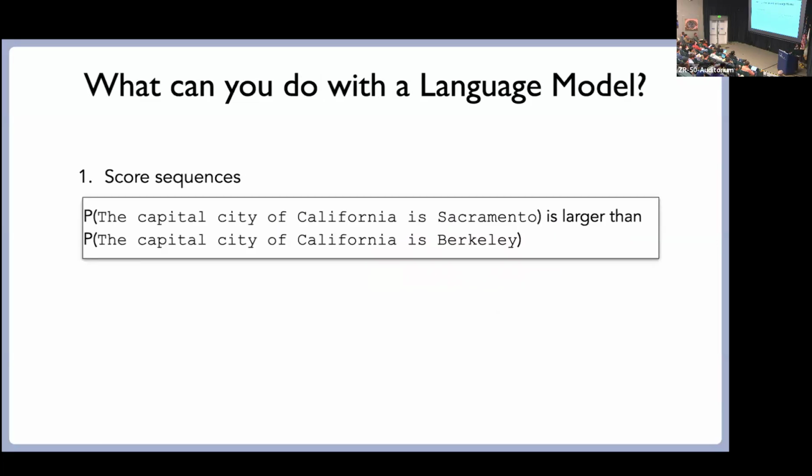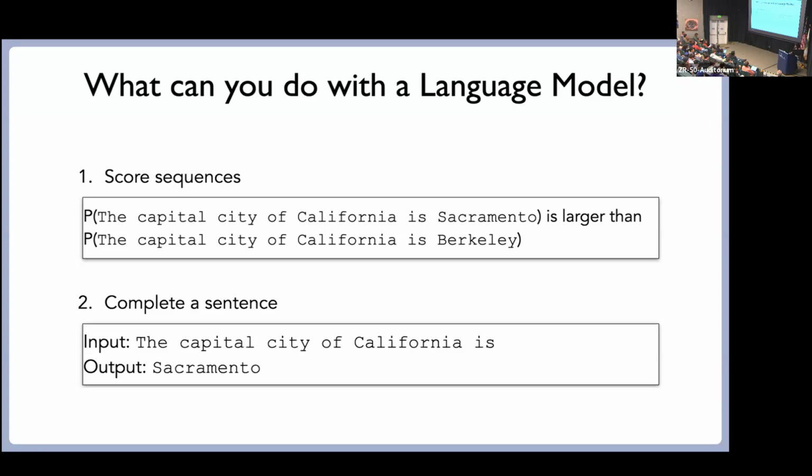So what can we do when we have a model like this? First, we can do things that we already discussed, like scoring sequences. For instance, knowing that the first sentence should be more likely than the second sentence. It can also complete a sentence. Given a prefix like the capital city of California is, it should be able to predict the next word because it can basically take the argmax. Here it's one word, but you can think it can also complete a sentence with multiple words. So it can also do long-form text generation, because if you iteratively do next token prediction, it can basically complete the sentence with a long text.